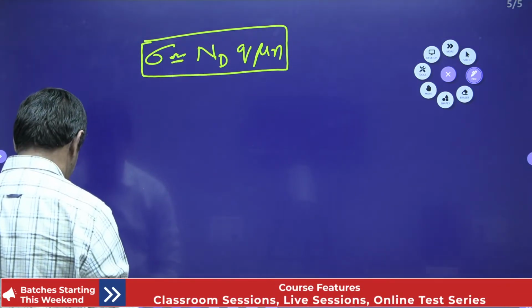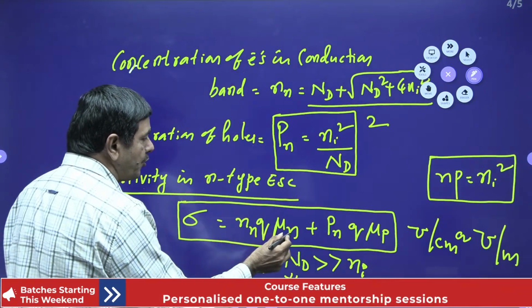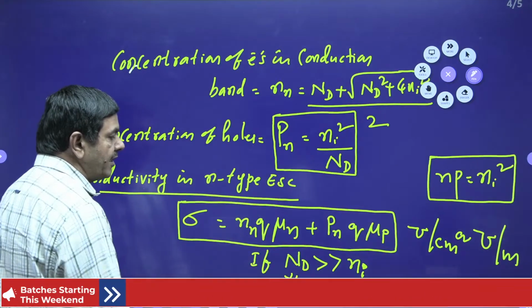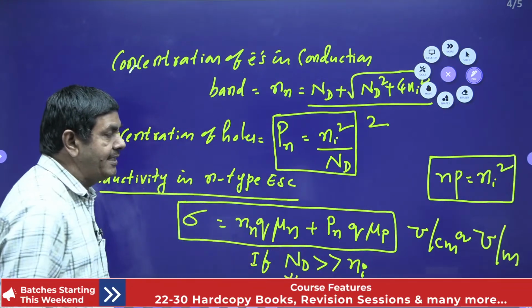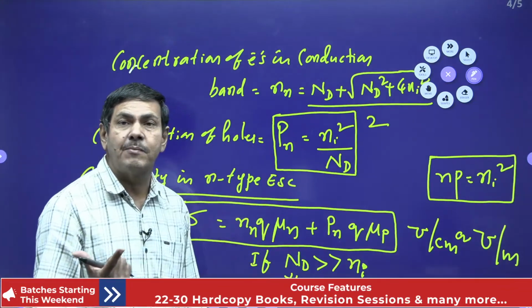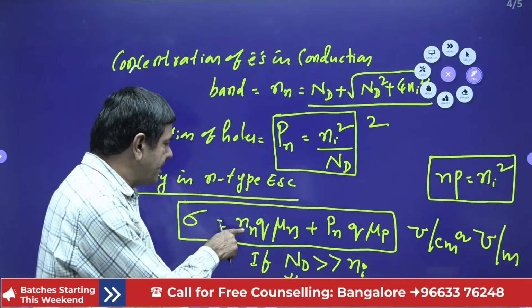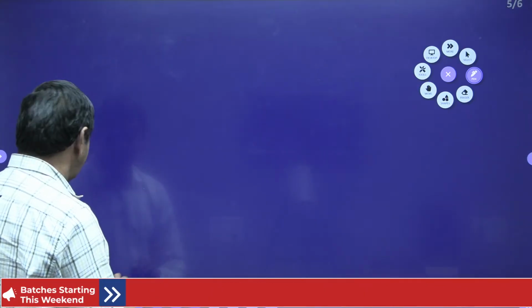Try to understand what is given. Sigma equals Nn into Q into mu n plus Pn into Q into mu p. But the concentration Nn is approximately equal to Nd. Nd is very large. When Nd is very large, Pn is very small. When Pn is very small, we neglect it. Whenever we neglect it, in the place of Nn, I directly put Nd.